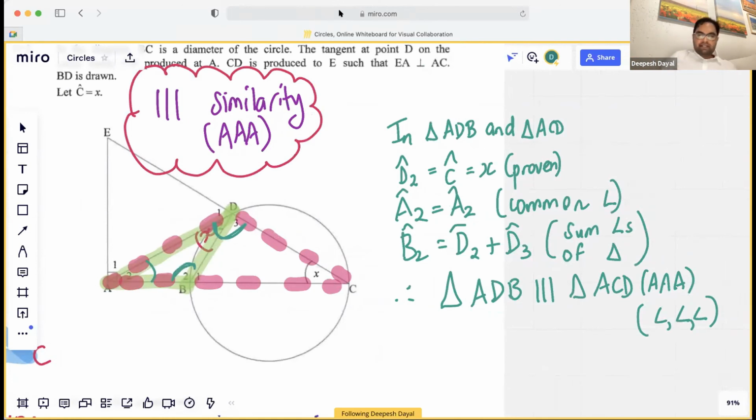Okay, please let me know, how was this question for similarity? Is it okay? Is it challenging? Do you find it okay? Okay, it's good. Okay, thank you.